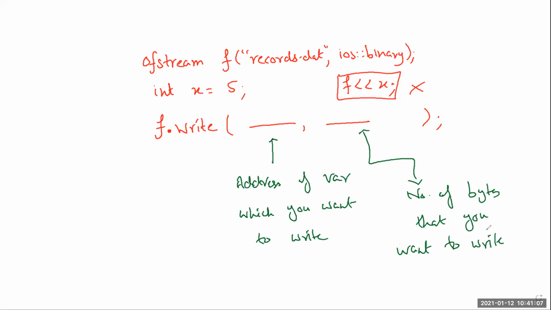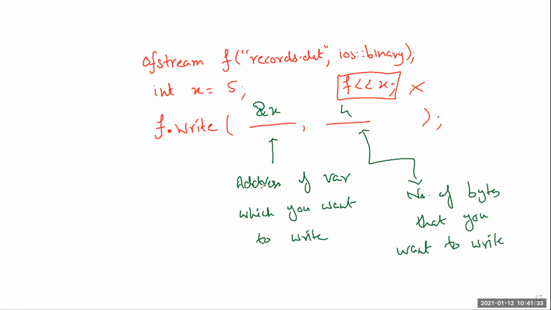Now let me first write something very trivial, which would not be correct, but we'll improve it with discussion. We are trying to write an integer. The integer is in variable x. So what is the address of x? The address of x is ampersand x, as you already know. So maybe this is what I should write in the first argument. And how many bytes does an integer take? An integer takes 4 bytes.